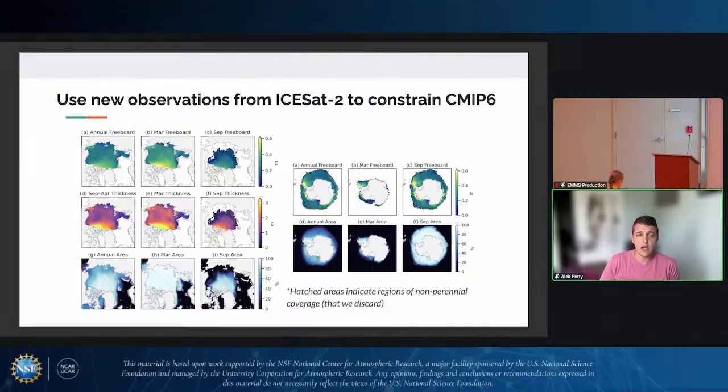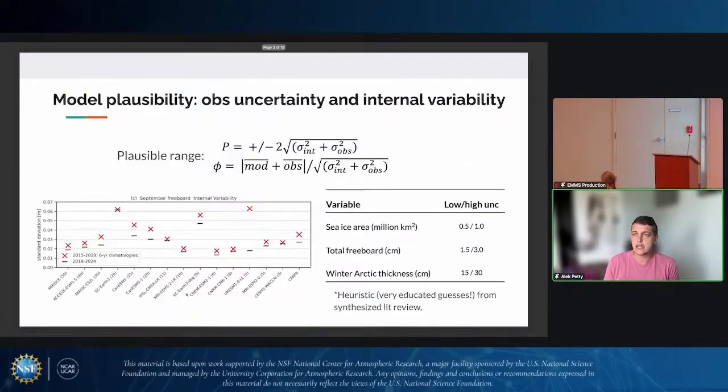The big downside and the big caveat of doing this is that we have a much, much shorter record. We've got about 6 going on 7 years of ICESat-2 data compared to the 40+ year record. Our hypothesis is that we're getting close to the point at which we can use altimetry to do similar types of constraint. The two key things we need to consider when we do this kind of work are observational uncertainty and internal variability.